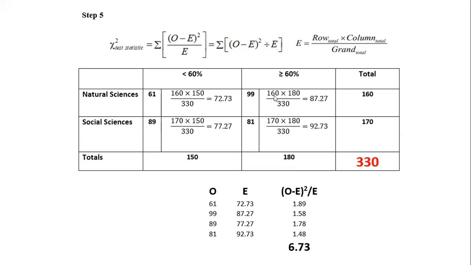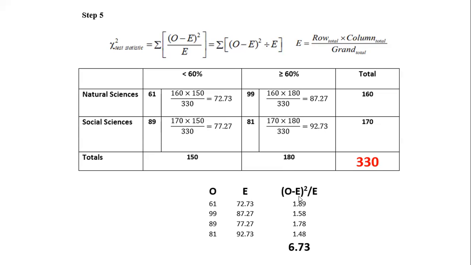For 99, the row total is the same, 160, but the column total is 180, and the grand total is 330. 160 times 180 divided by 330 will give us 87.27. For 89, 170 is the row total, the column total is 150, and the grand total is 330. 170 times 150 divided by 330 will give us 77.27. And for 81, the row total is 170, but the column total is 180. 170 times 180 divided by 330 will give us 92.73. So now we have the observed values and the expected values.